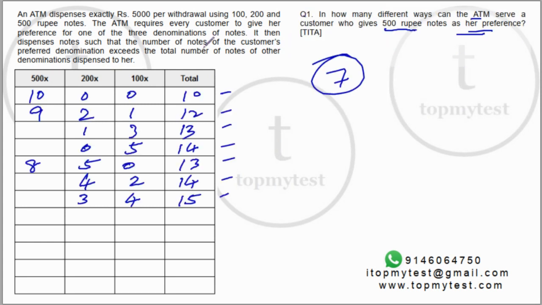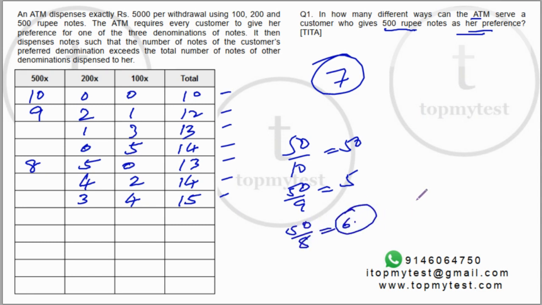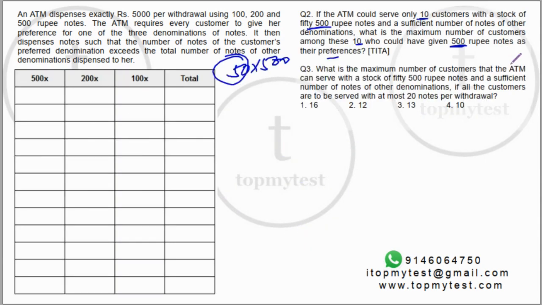Right? See, if I give 10 notes per customer, I will exhaust these 50 notes in just 5 customers. If I give 9 notes per customer, I can go up to 5.5. Again, I can do only 5. But if I give 8 notes per customer, I can go up to 6.2. I can serve a 6th customer, right? So maximum possible customers will be 6.